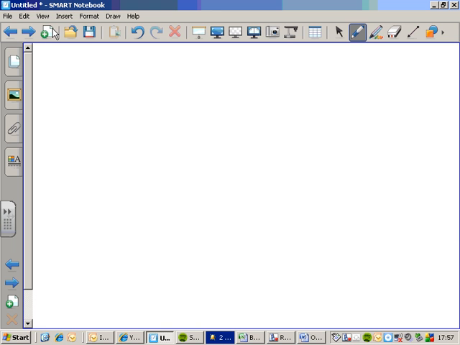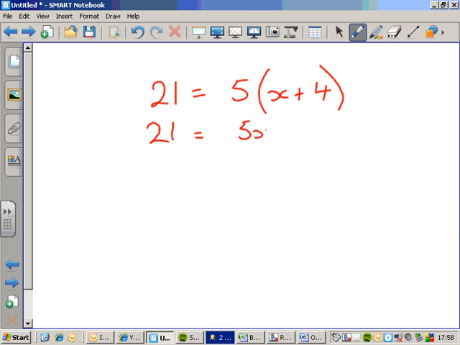Let's do another one. Let's have x on the other side this time. And numbers at random, 5 brackets, x plus 4. Here we go. Yeah, cool. That's a nice one, I like that. So, multiply out the brackets. 5 times x is 5x, easy peasy. And 5 times plus 4 is plus 20, right? So 5x plus 20 equals 21.